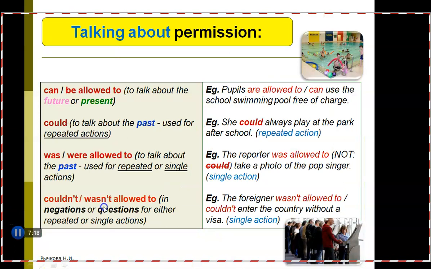What about talking about permission in the past? Could is allowed to talk about the future or present. Could is used for repeated actions. For example, she could always play at the park after school. Repeated action. The reporter was allowed to take a photo of the posting.